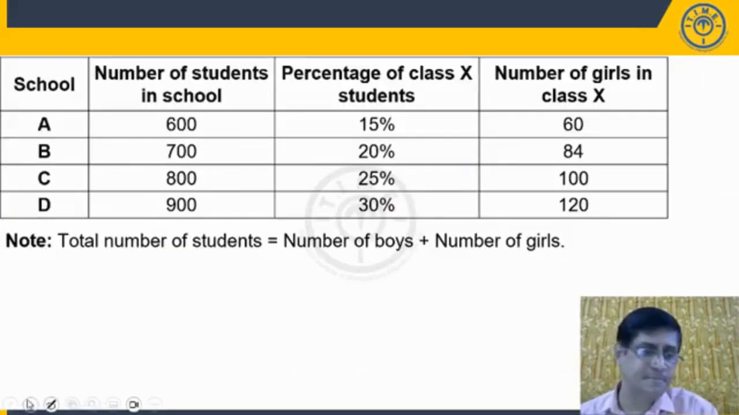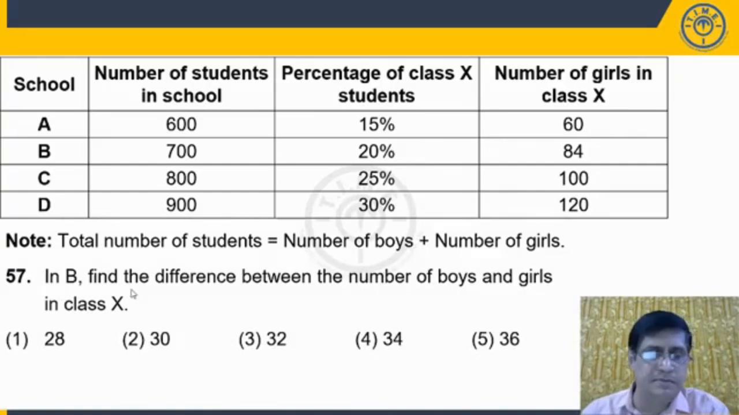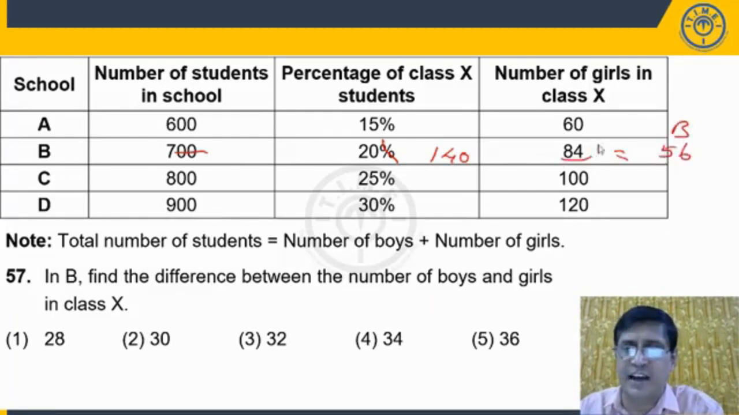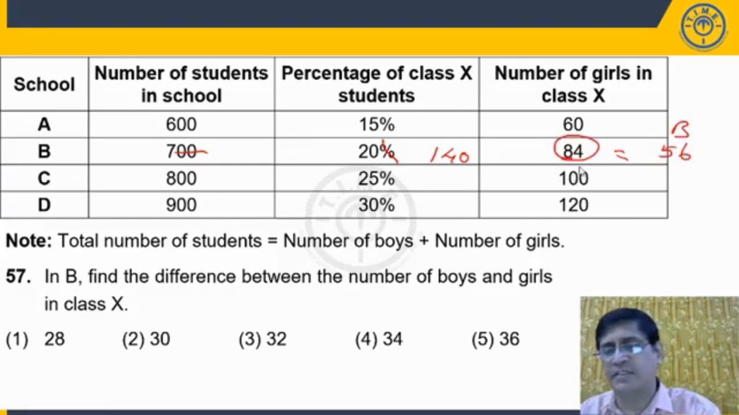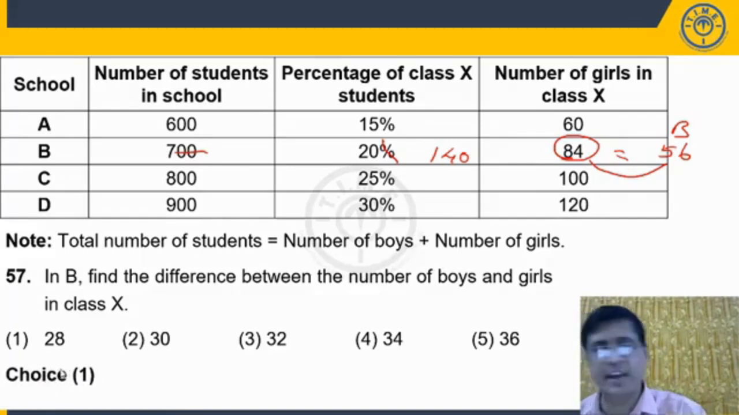This is the data given here. Right, look at this one. In B, find the difference between the number of boys and the girls in class 10th. So the difference between the number of boys and girls is to be found. I already gave you a value. What is that? Now 140 minus 84. What is the result? It is 56. So boys are 56, girls are 84. How much is the difference of these two? Yes, you are right. The right choice is option number 1, that is 28.